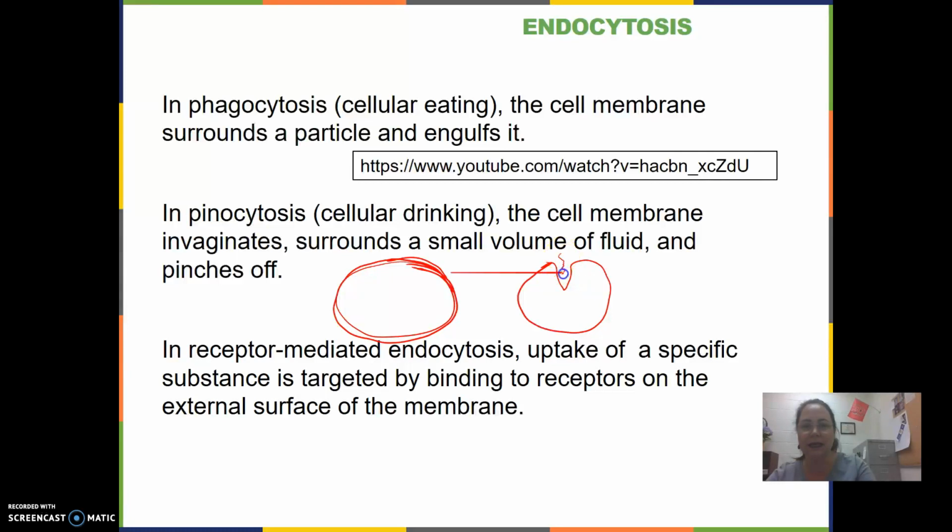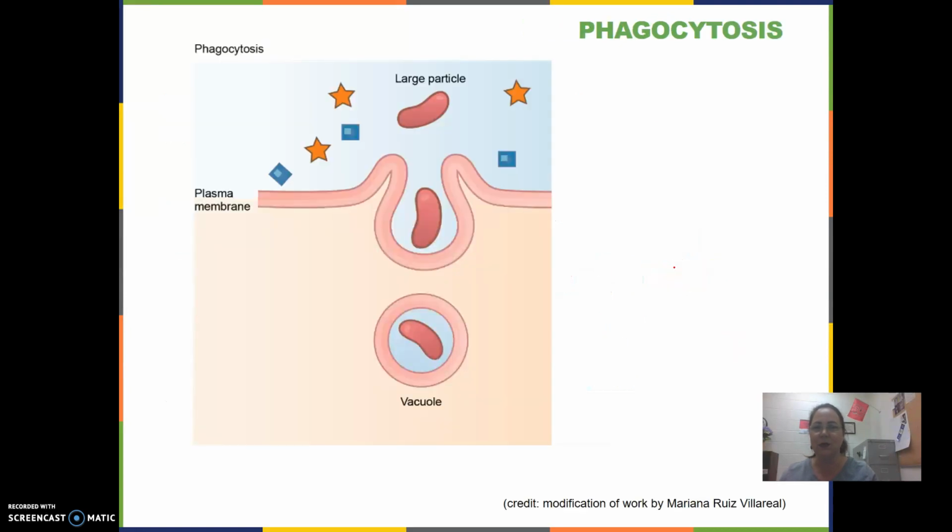So your fluid would be in here, in this area. Sorry, I'm making it messy. And then it will pinch off. So the final product will kind of look like that. And the plasma membrane will actually pinch off, and inside of that plasma membrane will be the solution that the cell is engulfing. And receptor-mediated endocytosis is specific. The specific substance has to bind to receptors in order to come in.